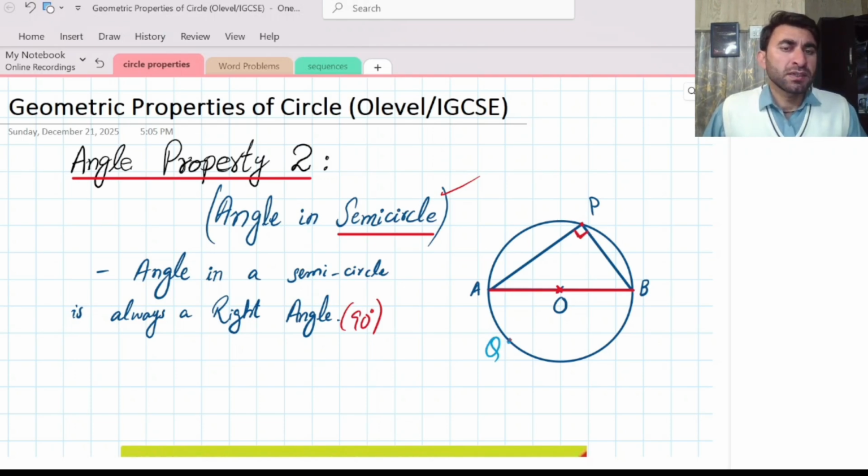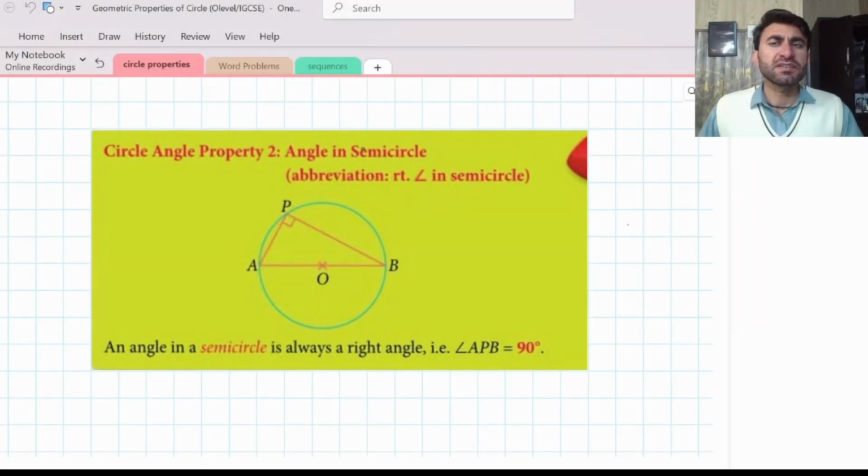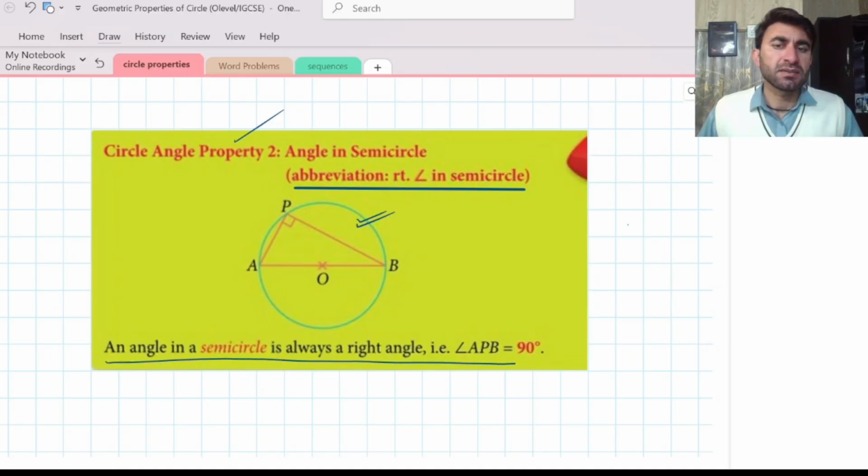Similarly, there is a point Q over here in the lower semicircle. So the angle at point Q will also be a right angle. Like first we join the end points of the diameter with the point on the circumference, and the angle at that point on the circumference is always a right angle, a 90-degree angle. So that is the second angle property. Here is a diagram of the second angle property, and here is the abbreviation for this property, right angle in a semicircle. Here is the actual diagram for that, and the statement for the property: angle in a semicircle is always a right angle, that is 90 degrees.